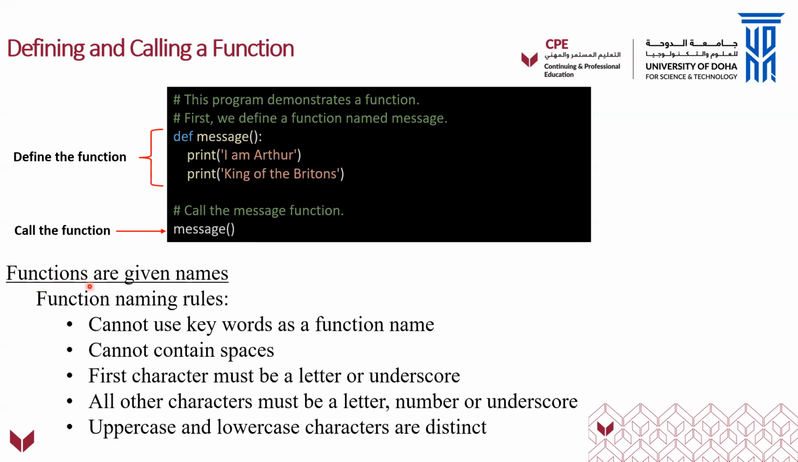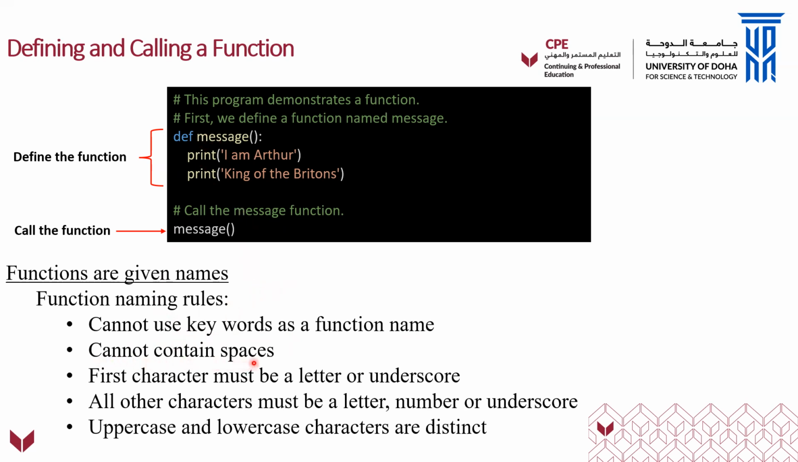Okay, so functions are given names, and these are the rules for the name. You cannot use keywords as a function name. What is a keyword in Python? Like the words true, false, and, not, if, else. I cannot assign a keyword as a name for a function in Python. Otherwise, I will get an error, and we will practice on this now.